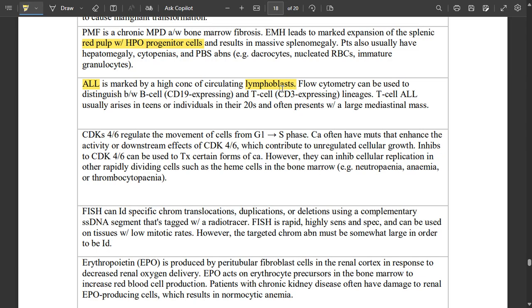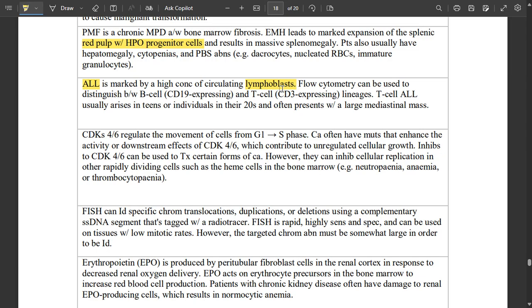So T cells have a marker called CD3, while B cells have CD19 on the cell surface. Also, mediastinal mass is more commonly seen because of the thymus, where T cells mature. The thymus also enlarges, therefore thymic enlargement causing a mediastinal mass is seen in T cell ALL, while not in B-ALL.